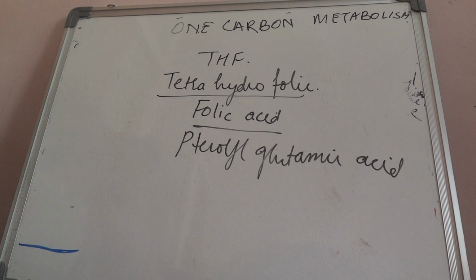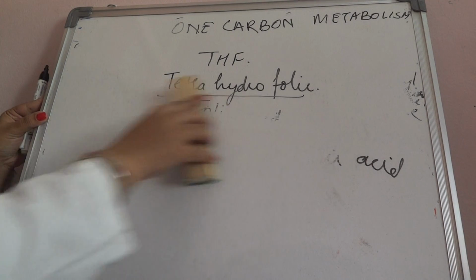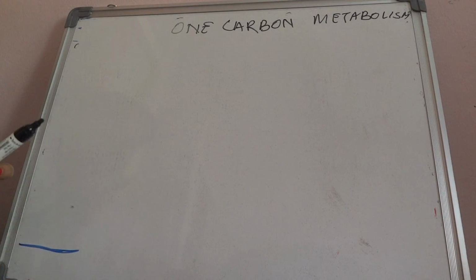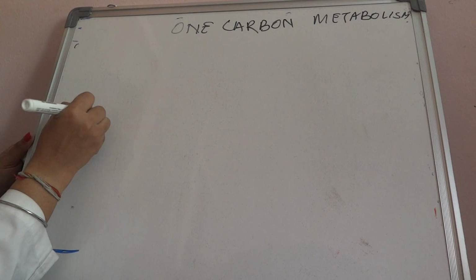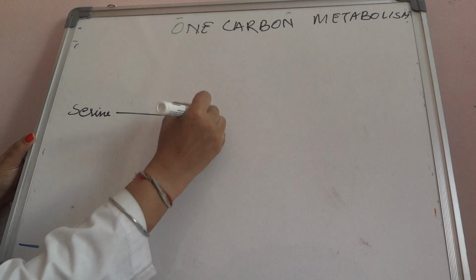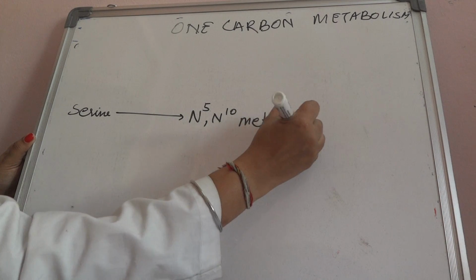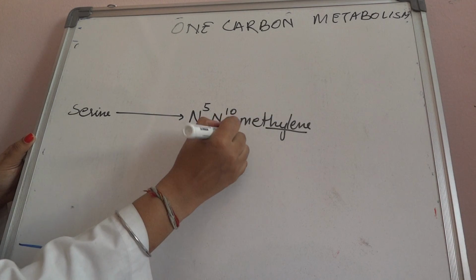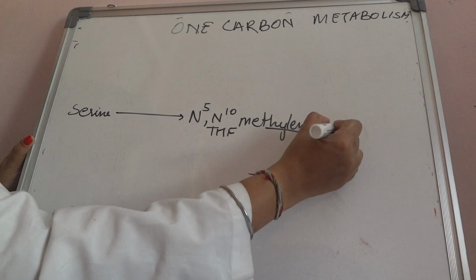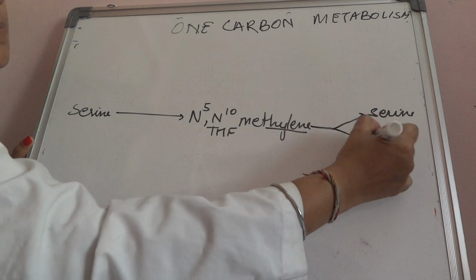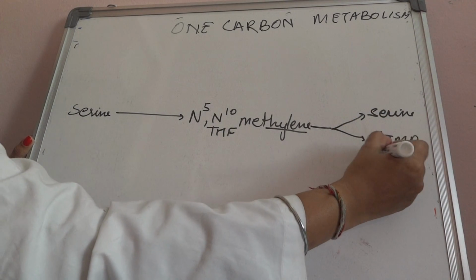In 1-carbon metabolism, tetrahydrofolic acid plays an important role. It becomes a bit confusing, but if we remember the sequence, it would be easier to remember and write it in the exam sheet. So serine will form N5N10 methylene tetrahydrofolate. This can lead to the formation of serine again, or dTMP, that is thymidylate.